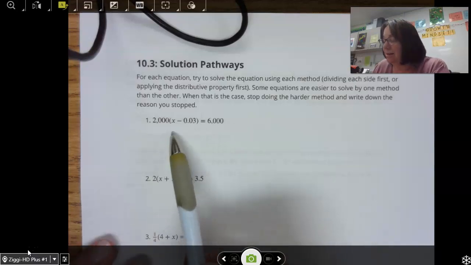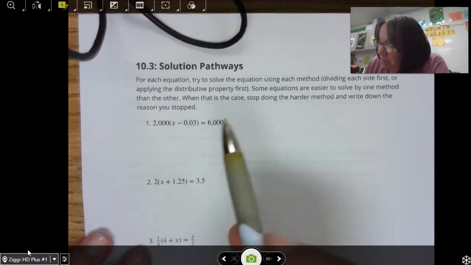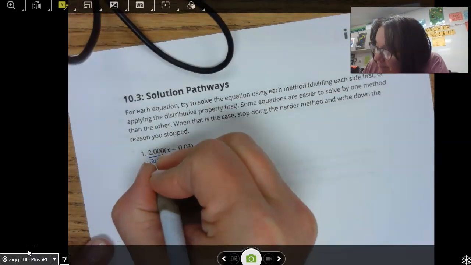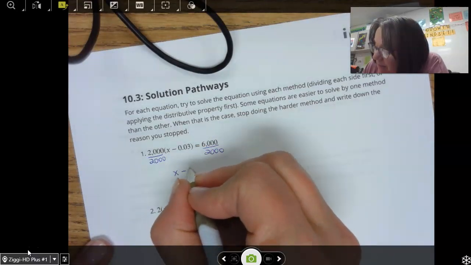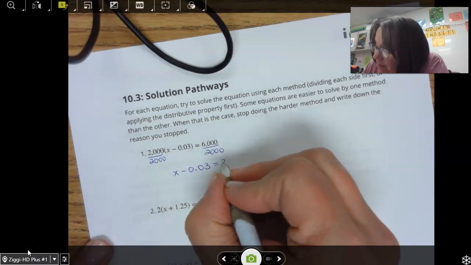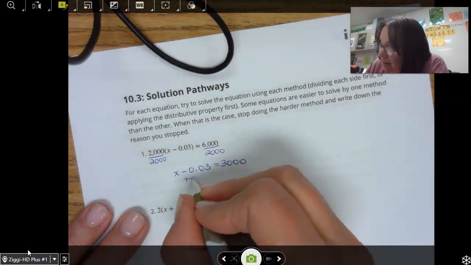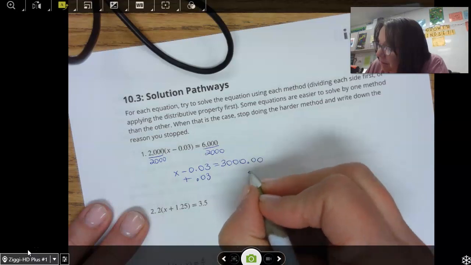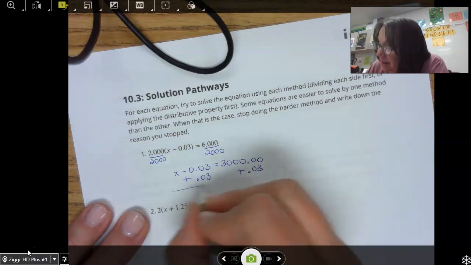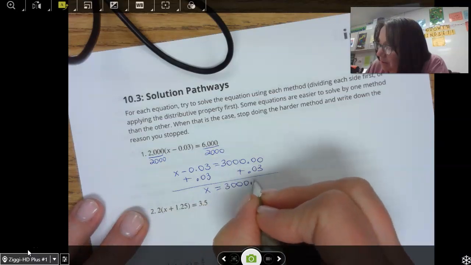When I look at this, I say, well, if I divide, I can divide 6,000 by 2,000 quite easily. So I'm going to go that route. So I'm going to divide each side by 2,000. And you get x minus 0.03 equals 3,000. Now what would you do next? You would just add 0.03 to both sides. And we end up with x equals 3000.03.